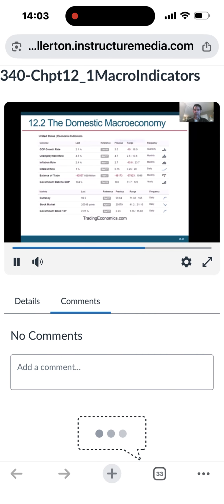Okay, let's jump back to the slides here. So I had this right down at the bottom if you're interested in this, Trading Economics.